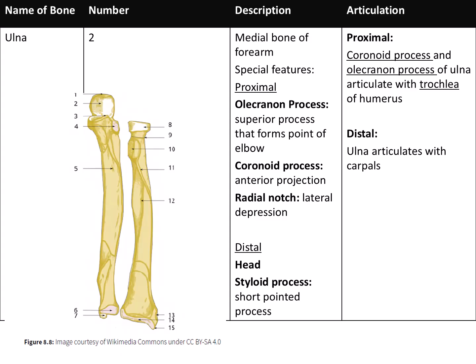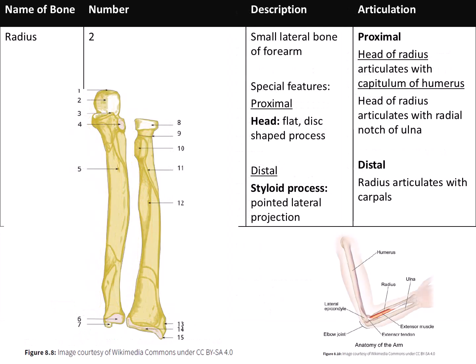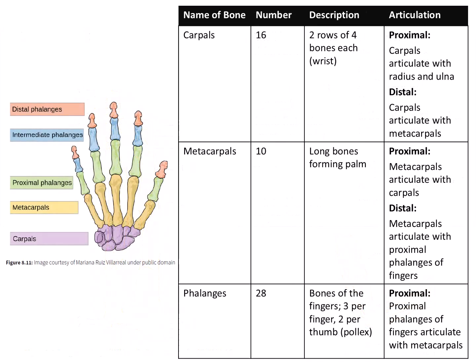At the distal end of the ulna is the head and styloid process. The radius just has a few features to identify. On the proximal end is the head and looks like a thumbtack. On the distal end is the styloid process. The head of the radius articulates with the humerus at the capitulum and with the ulna at the radial notch as described earlier. In the wrist, there are 8 carpal bones.